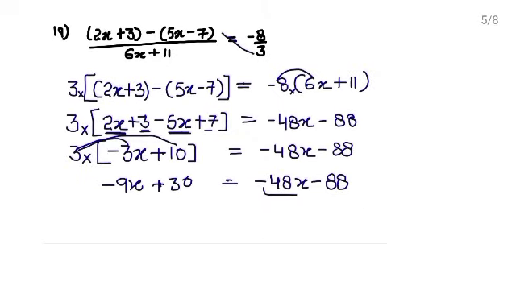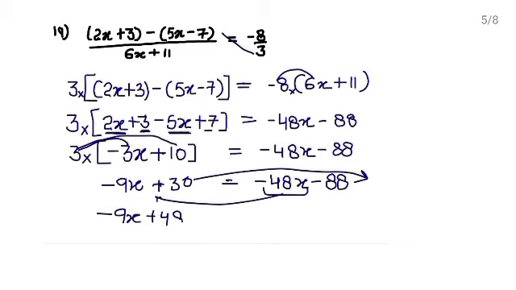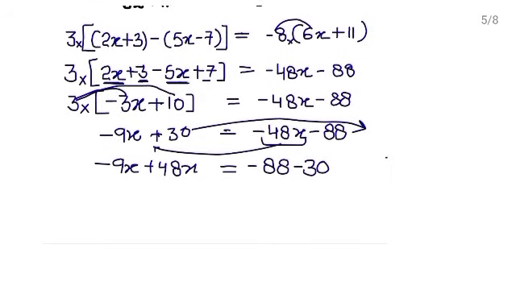Now move the terms having variable to the left and the constant to the right. Okay, so this becomes... is equals to minus 8 minus 30. 48 minus 9 is 39.